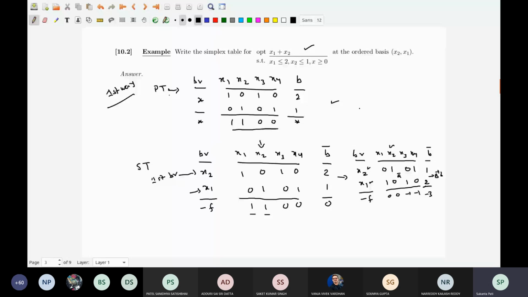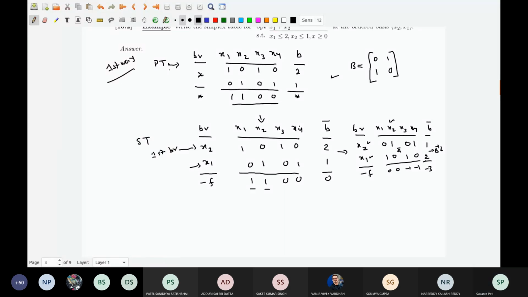If this is the basis, what is the basis matrix? The basis matrix will be the column below x2 and the column below x1. This is the basis matrix. Once I have found the basis matrix, the second way says you write the outline: x1, x2, x3, x4 and B bar.